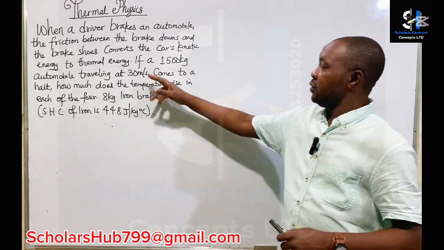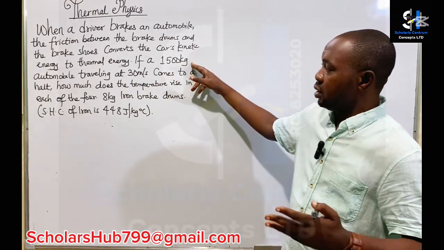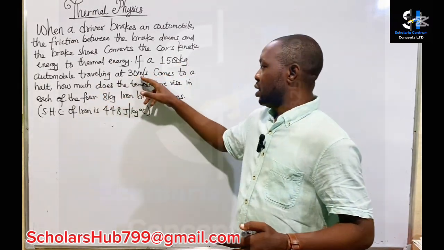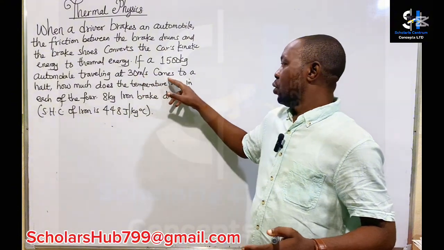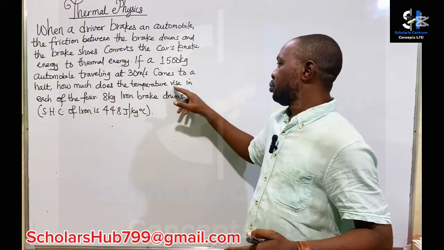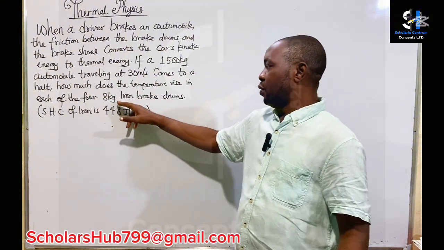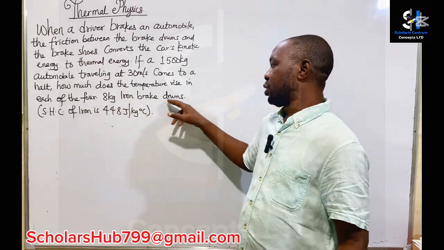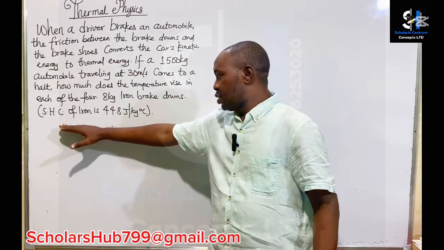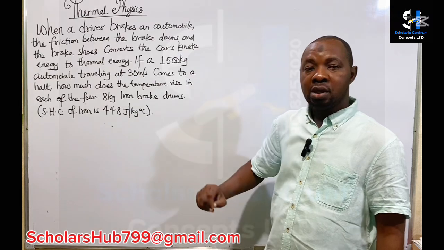So if a 1,500 kilogram automobile traveling at 30 meters per second comes to a halt, how much does the temperature rise in each of the four 8 kilogram iron brake drums? Now we're given the specific heat capacity of iron to be this.